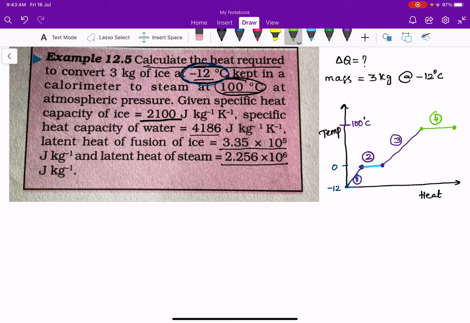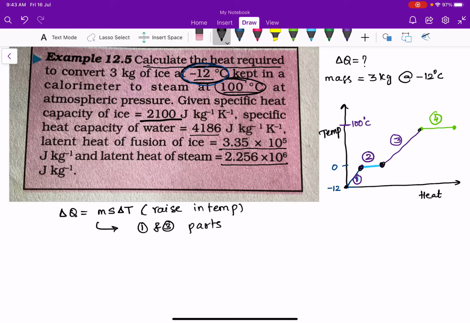So, whenever there is a rise in temperature, the heat energy required is delta Q equal to, simply, we know the formula as m s delta T. This is in the case of a rise in temperature. When a rise in temperature occurs, from minus 12 to 0 and 0 to 100, this formula can be applied in the first part and third part, parts 1 and 3.